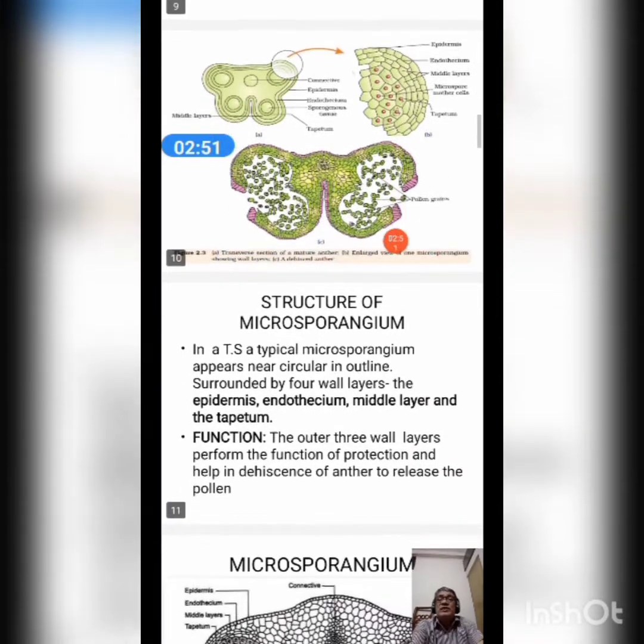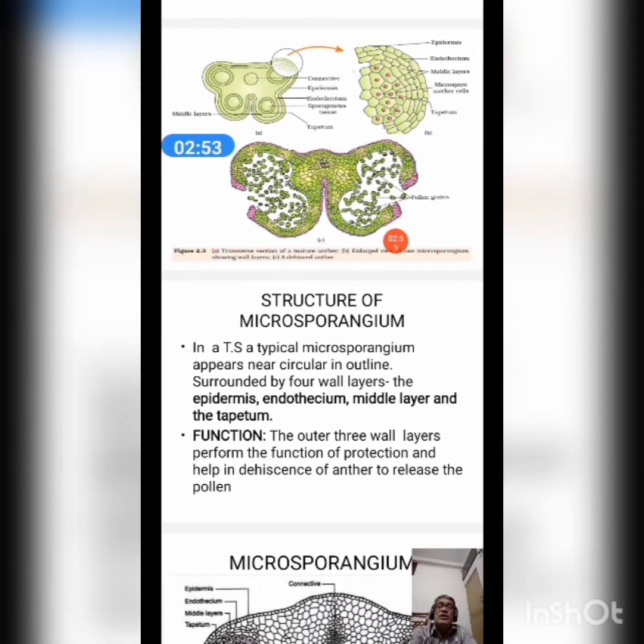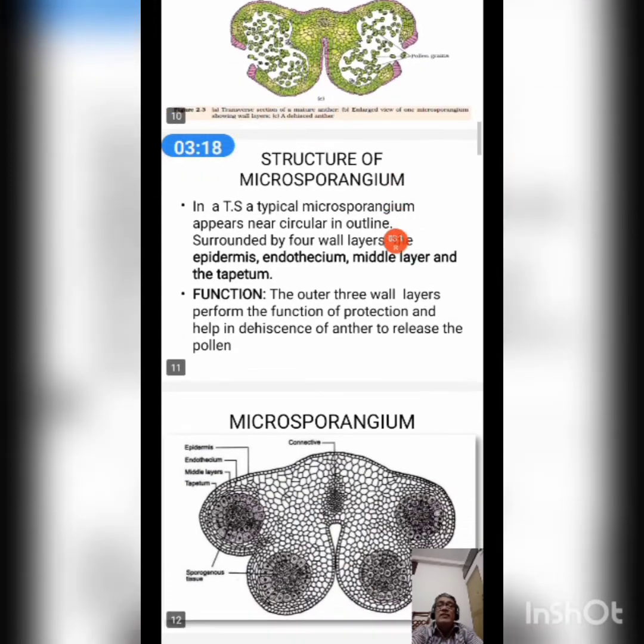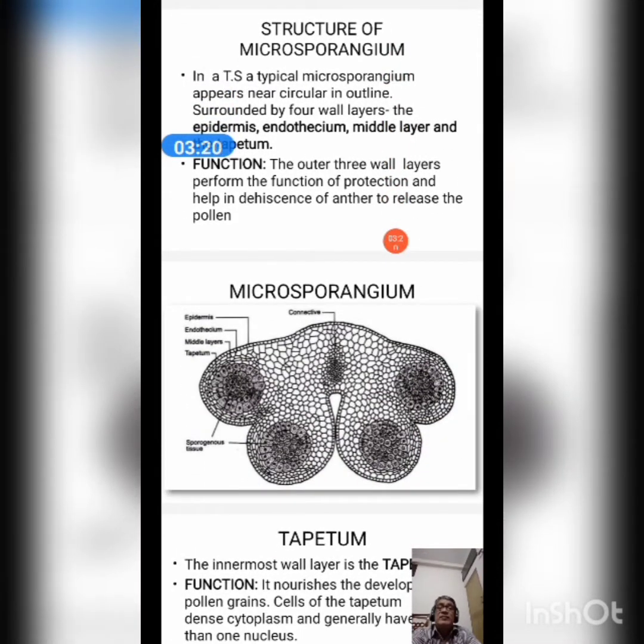You follow the picture. Structure of a microsporangium: in a transverse section, a typical microsporangium appears near circular in outline, and there are four wall layers: epidermis, endothecium, middle layers and tapetum. The outer three wall layers perform the function of protection and help in the dehiscence of the anther to release pollen. Here is a clear picture of the microsporangium.